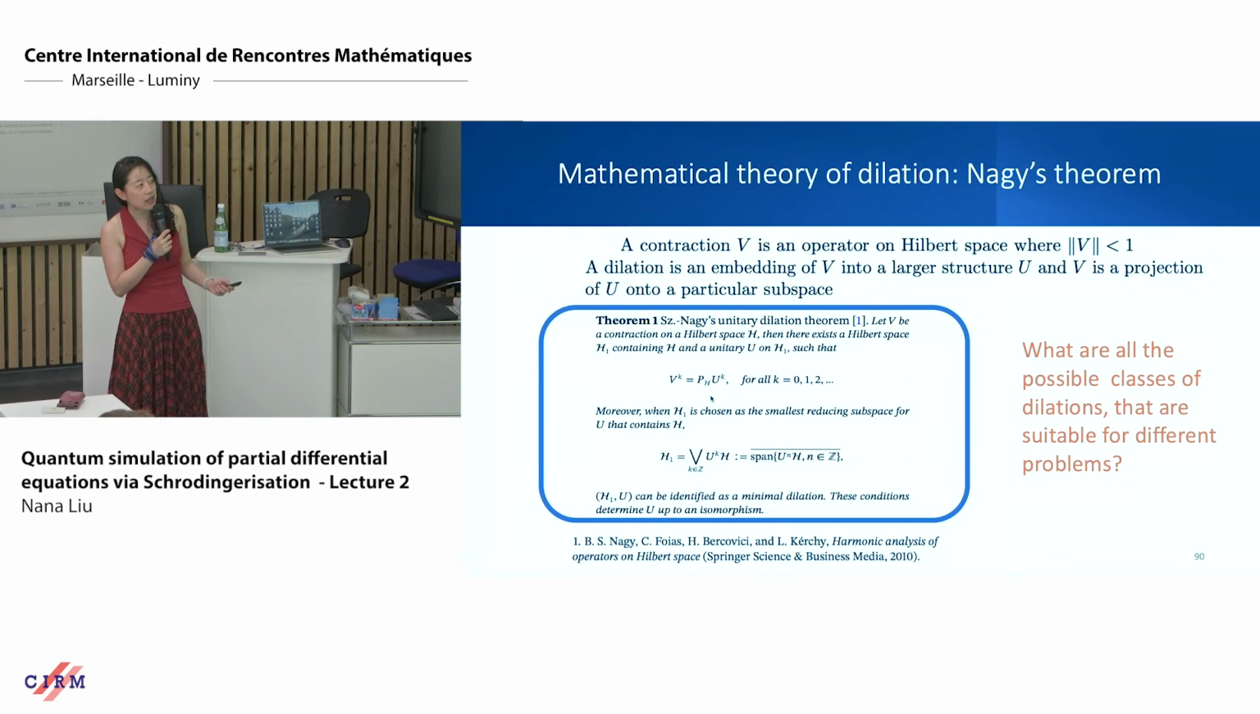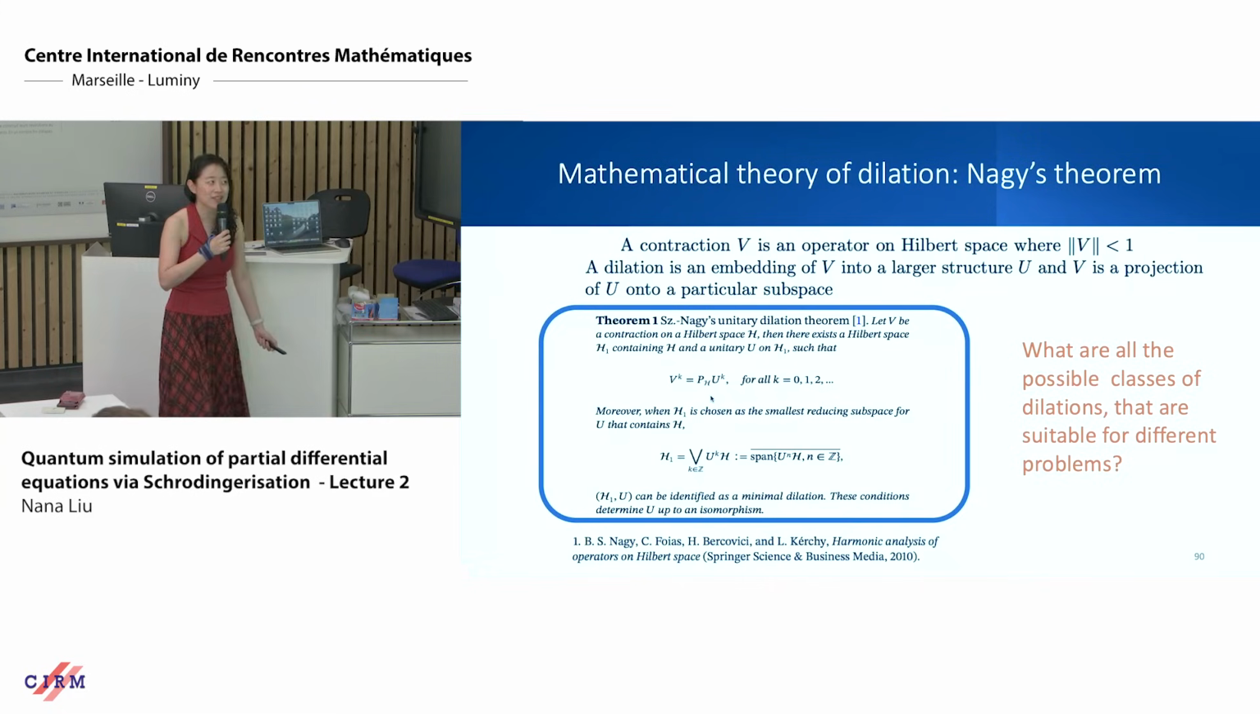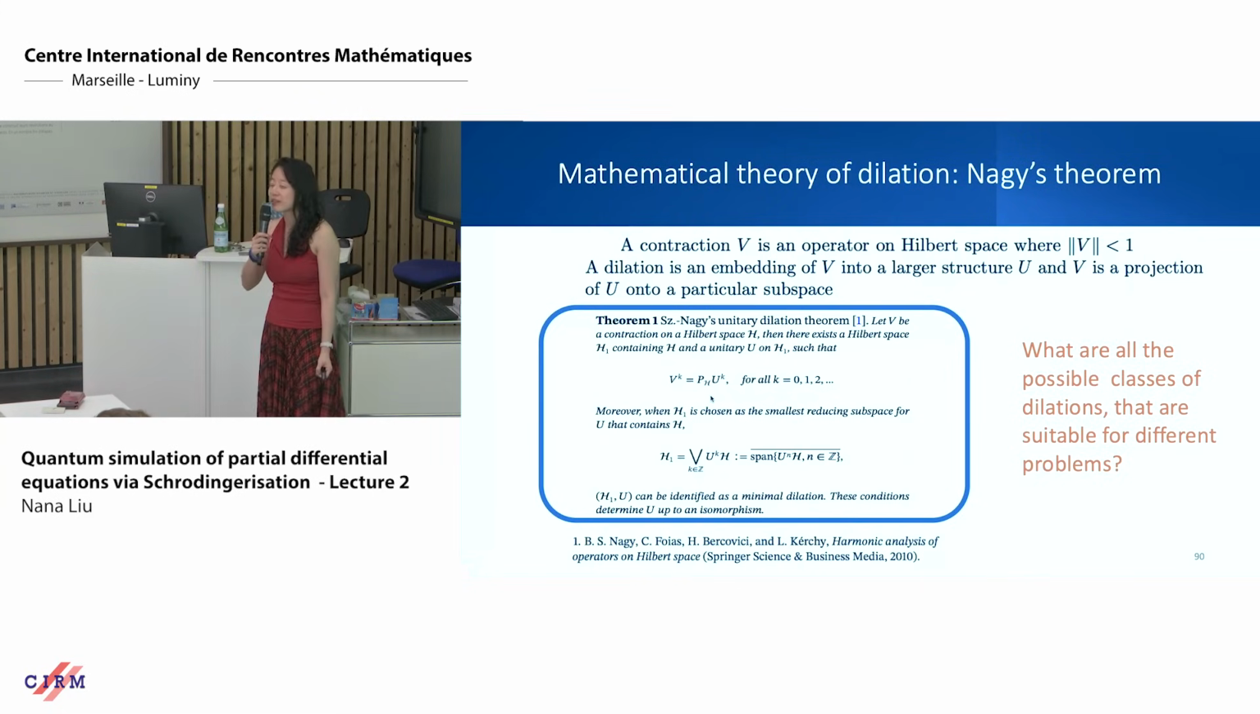However, now Schrodingerisation provides another proof of Nagy's dilation. And then we can also extend to infinite dimensional space as well, because Nagy is typically with the finite matrix form, but here we can do infinite. But in saying that, what are all the possible classes of dilations that are suitable for different problems? This is the big question, because we found one type of dilation, but are there other kinds of dilations?